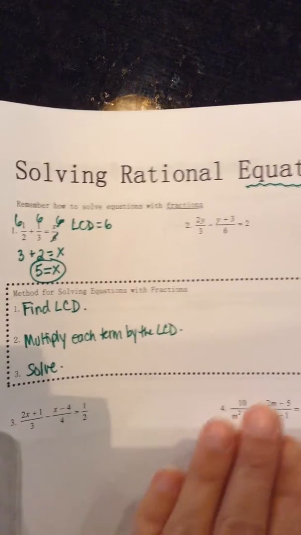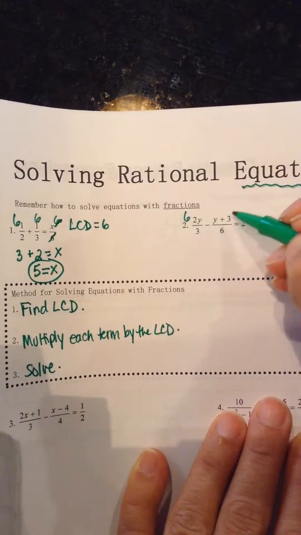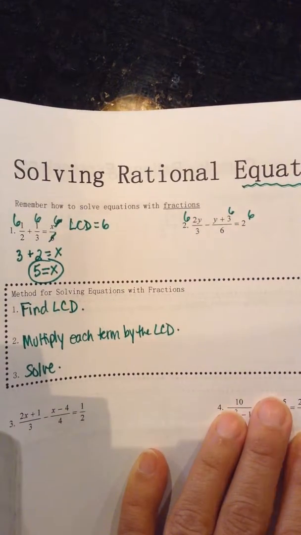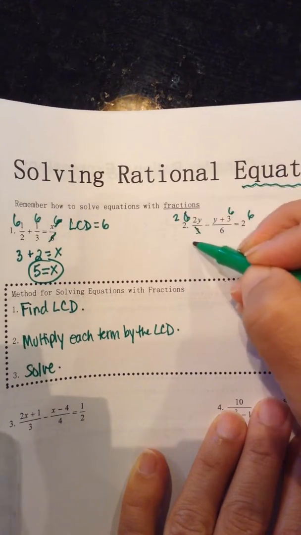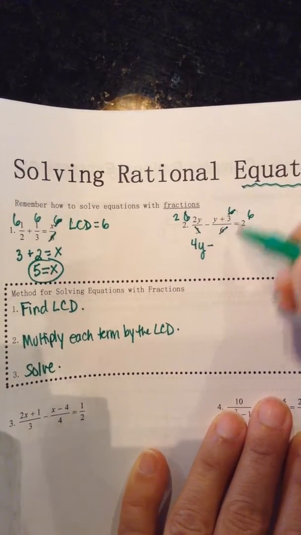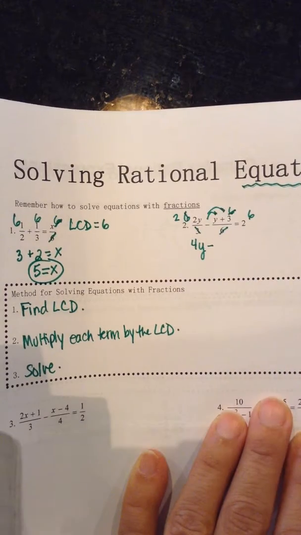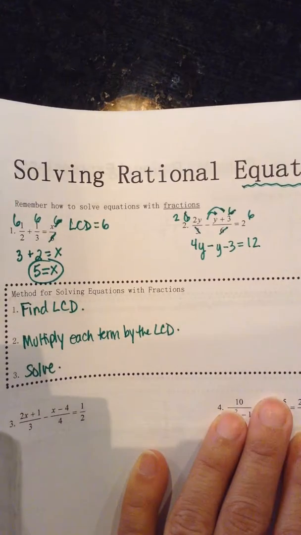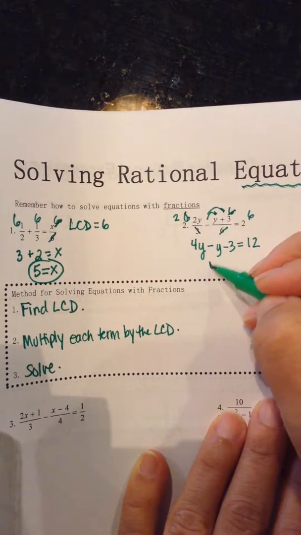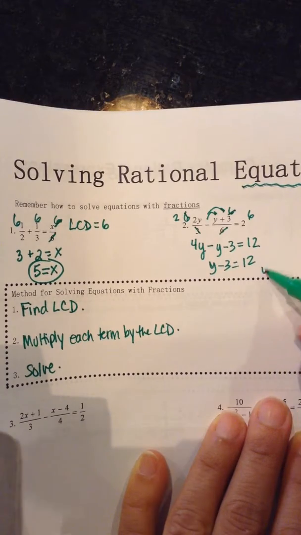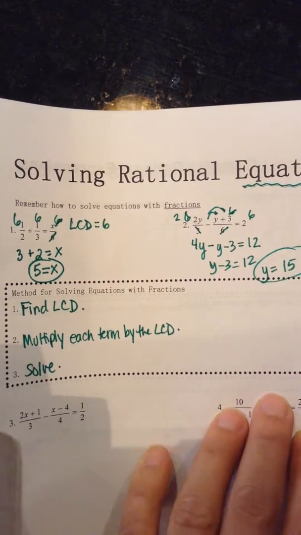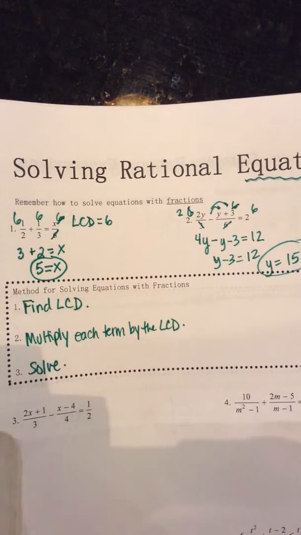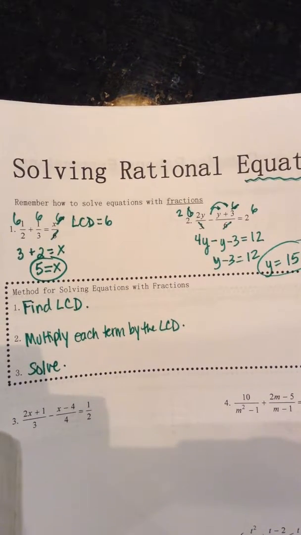Okay, the next one here is a little bit harder. So we multiply each term. We agree that the LCD here is 6. 3 goes into 6 2 times, so 4y. Here the 6's cancel, and I have to be careful because I have to distribute the negative. Minus y minus 3. And here 6 times 2 is 12. So here we have y minus 3 equals 12, so y is 15. Okay. And what we have to remember is that we'll have to check our answers.